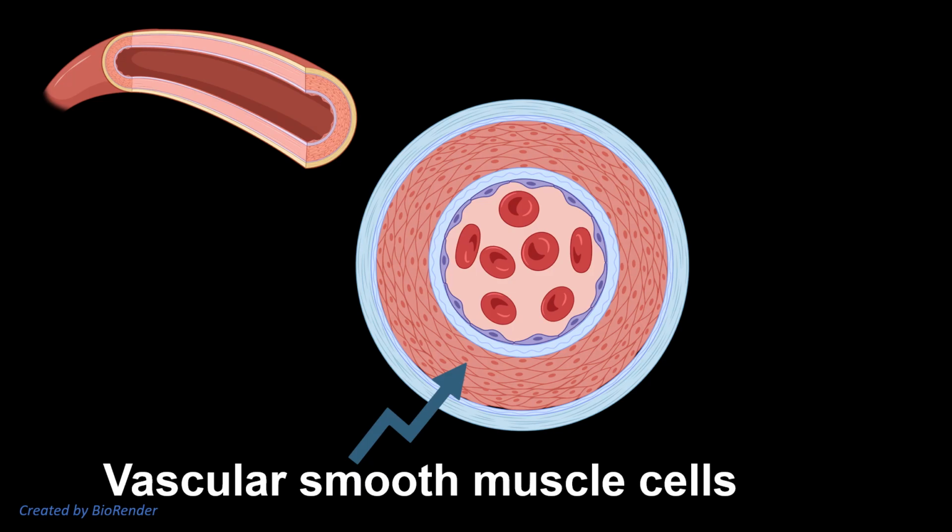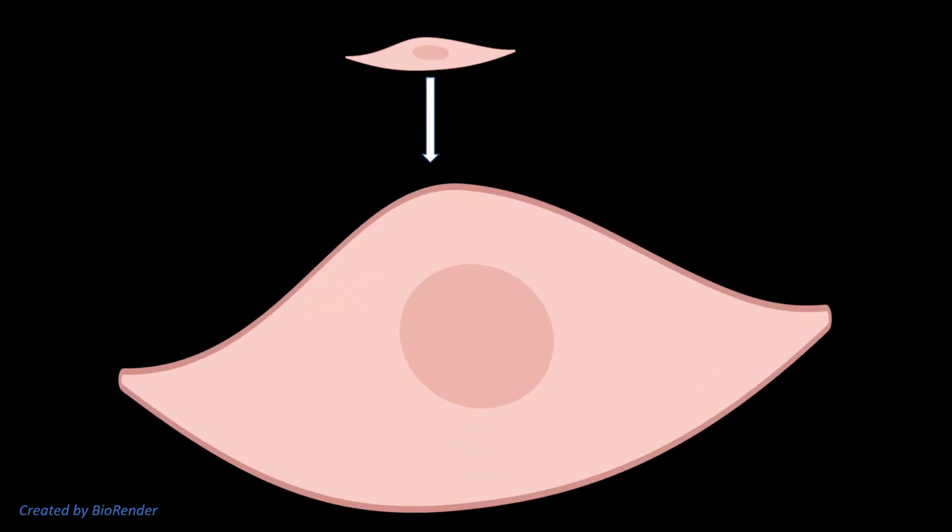Here I'm going to talk about the mechanisms of vascular smooth muscle cell contraction. Let's look at a single vascular smooth muscle cell. Vascular smooth muscle cells depend on calcium influx to initiate contraction.